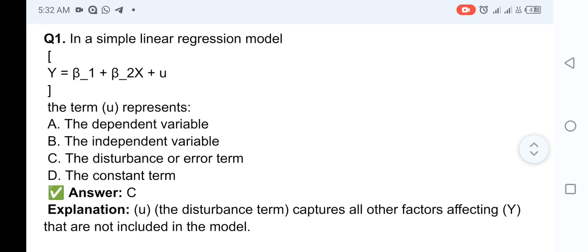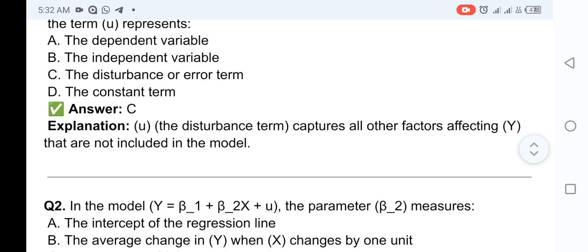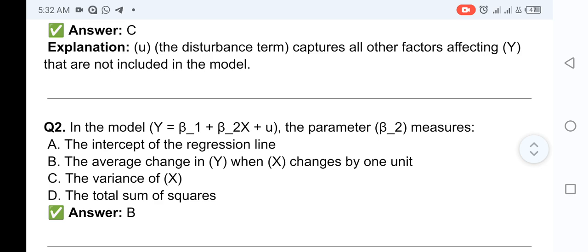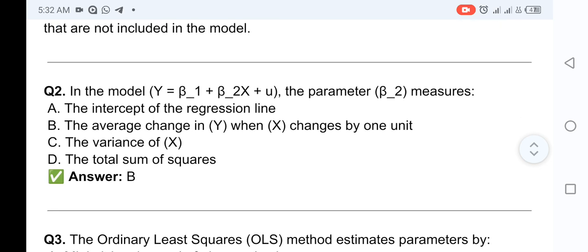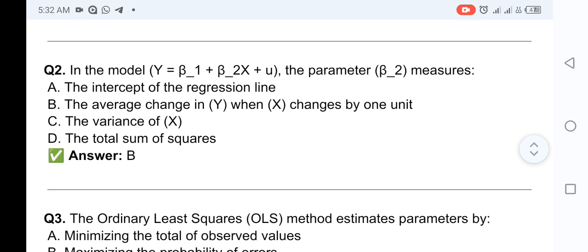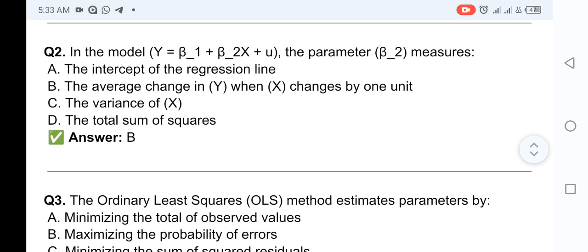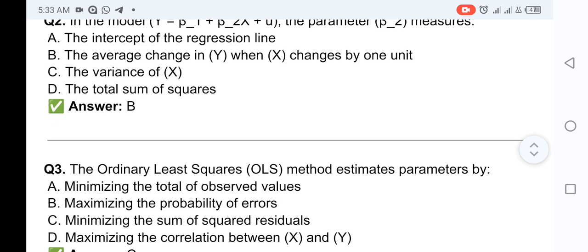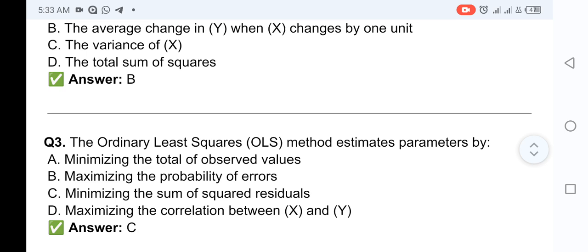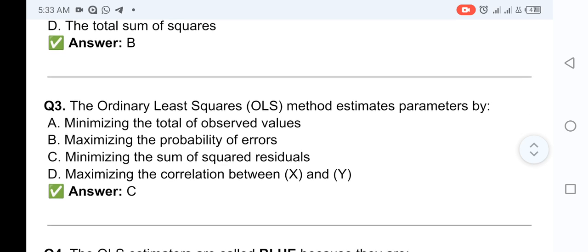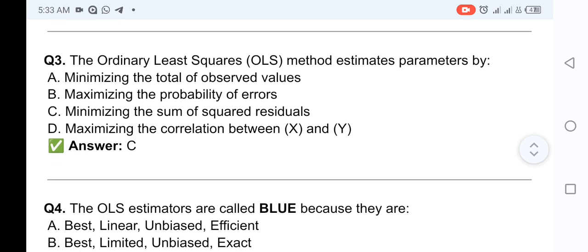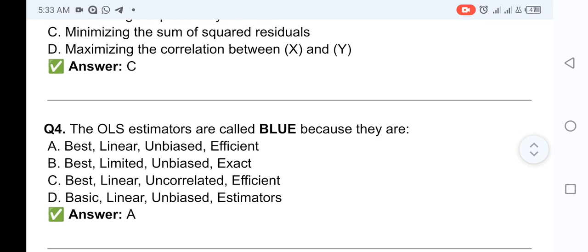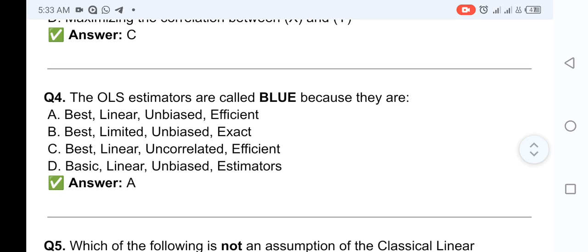Q2. In the model y = β1 + β2x + u, the parameter β2 measures A. the intercept of the regression line, B. the average change in y when x changes by 1 unit, C. the variance of x, D. the total sum of squares. Answer: B. Q3. The ordinary least squares (OLS) method estimates parameters by A. minimizing the total of observed values, B. maximizing the probability of error, C. minimizing the sum of squared residuals, D. maximizing the correlation between x and y. Answer: C.